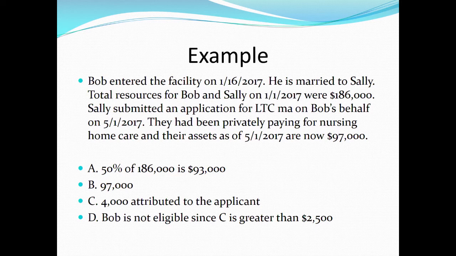Okay, so we would look at half of that first month of institutionalization, which would be January 1st, 2017, which of $186,000 is $93,000. That would be the answer. All the others would be incorrect. So step B would be taking the $97,000 that they had on May 1st and then attributing $4,000 to the applicant. And Bob would not be eligible since the $4,000 attributed to the applicant is greater than C, which is the $2,500. Any questions on that?